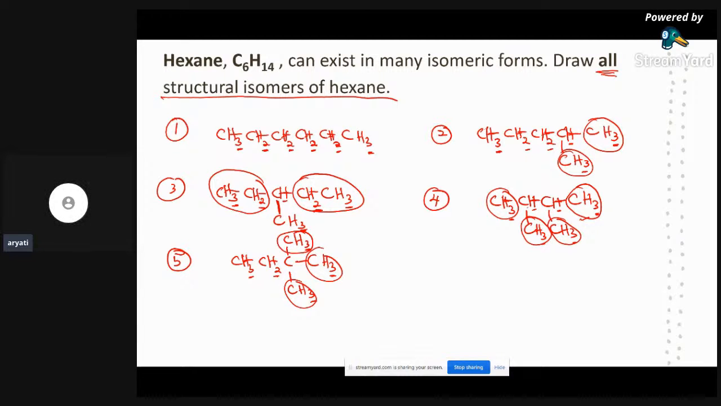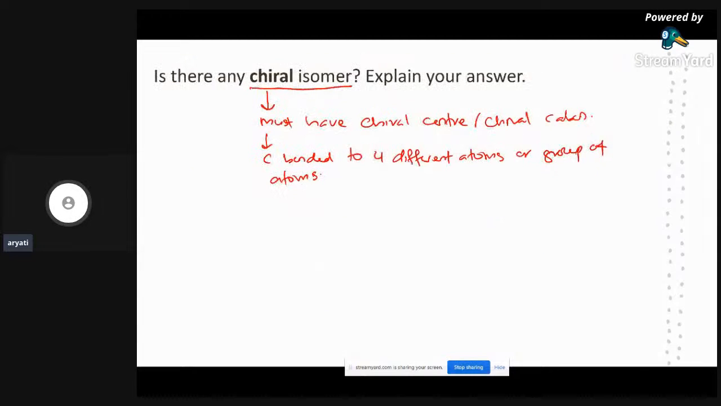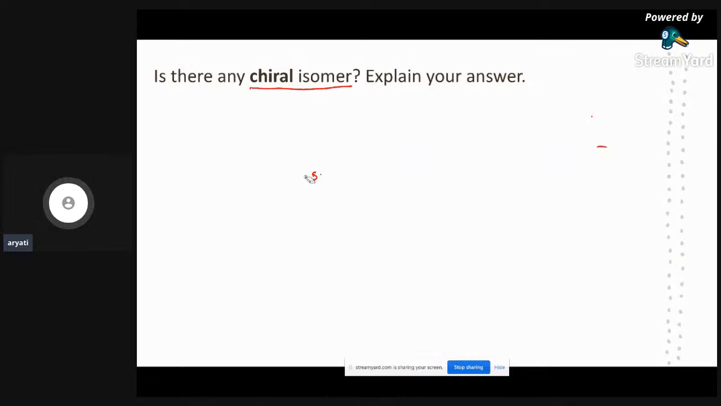So after we check one by one, we find, is there any chiral isomer? So the answer is no chiral isomer. There are no chiral isomer. Explain your answer. Why? Is there any chiral isomer? The answer is no chiral isomer. So why? Explain.